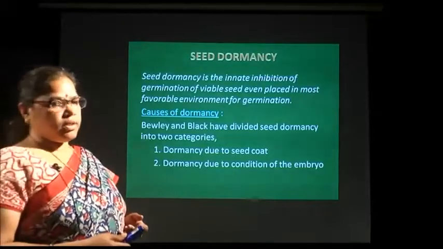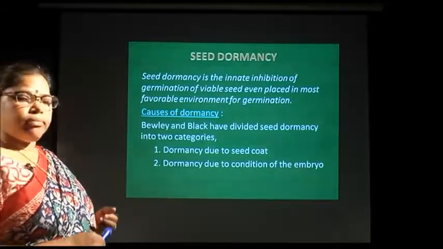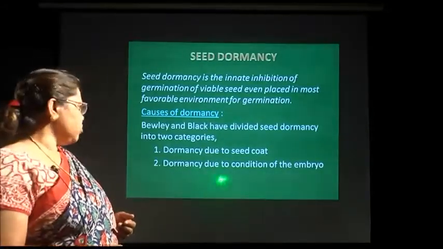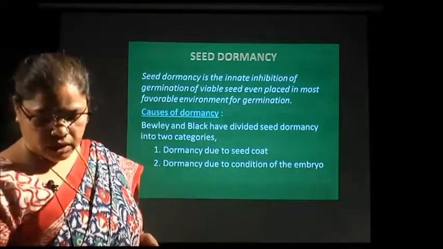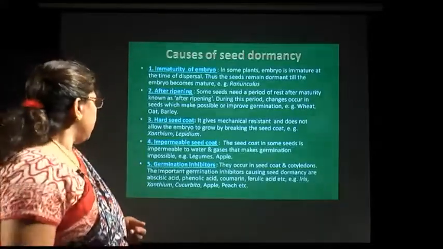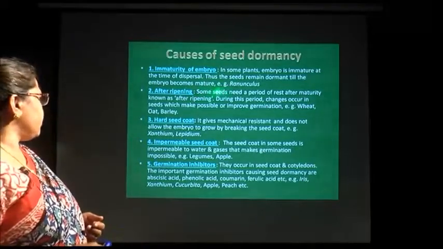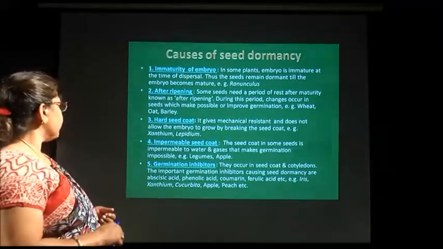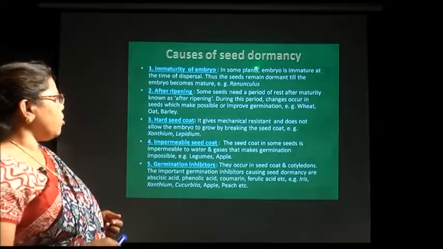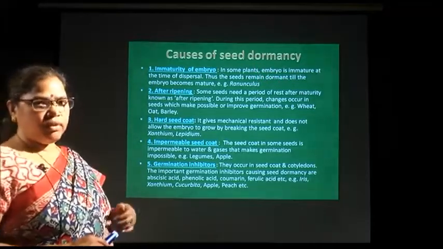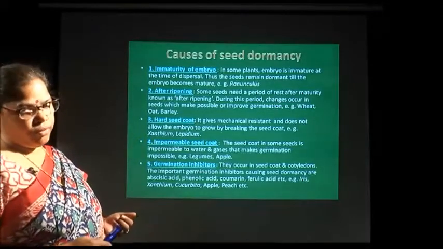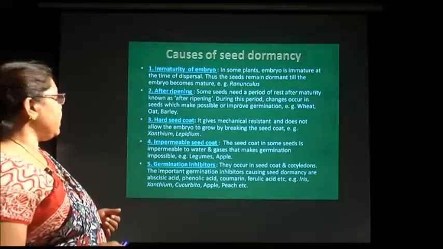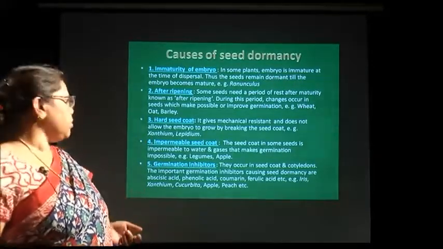And what are the causes of seed dormancy? Bewley and Black have identified two causes. The dormancy may be due to the seed coat or it may be due to the condition of the embryo. So, let us see these causes. Immaturity of the embryo and after ripening, and hard seed coat. Immaturity of the embryo means in some plants the embryo is not matured at the time of seed dispersal, and an immature embryo cannot germinate. Thus, the seeds remain dormant till the embryo becomes mature. After that only they will germinate.